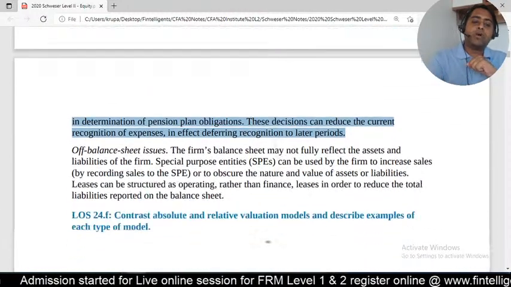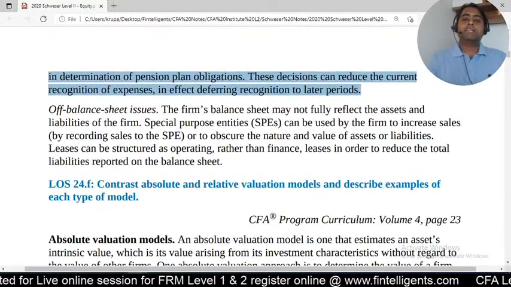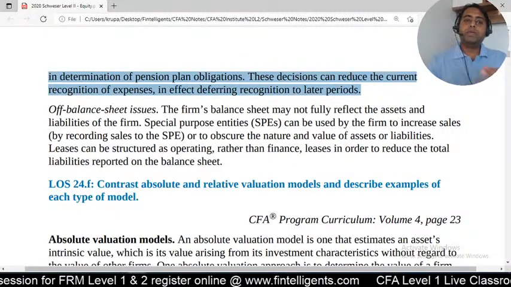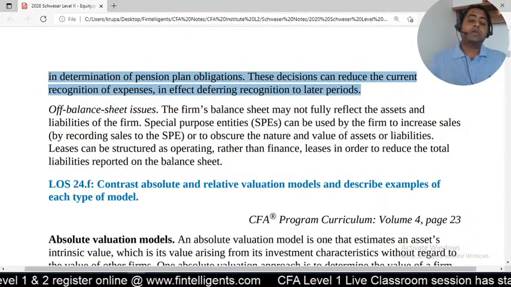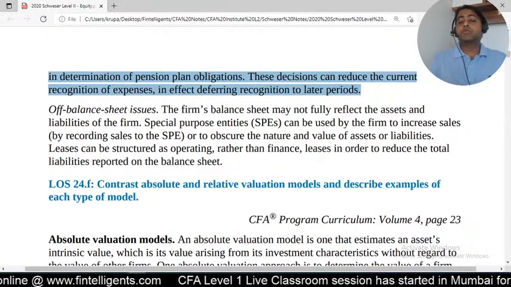Now let us move towards the off balance sheet items. This was also there in your asset backed securities chapter in level 1, where companies create a special purpose entity or special purpose vehicle through which they try to create a structured product, sell it in the market, or take a position in the structured product.